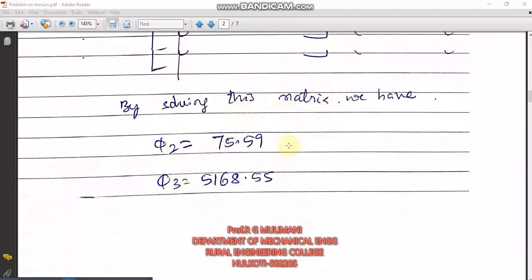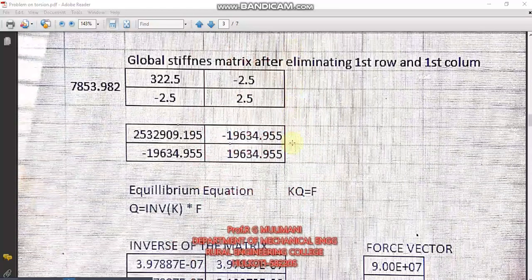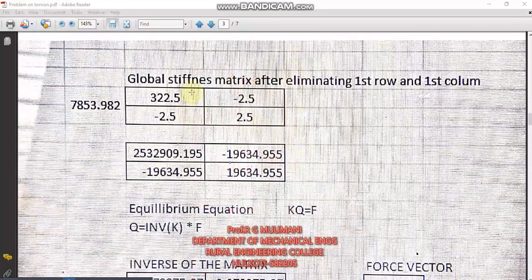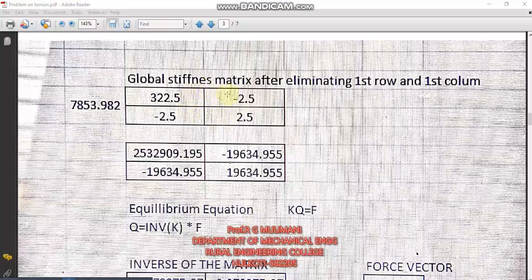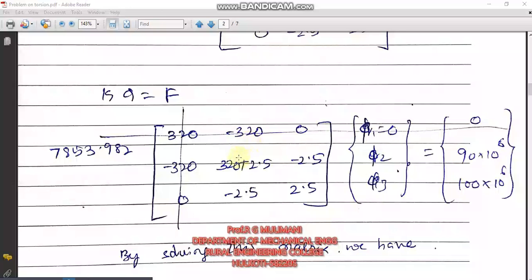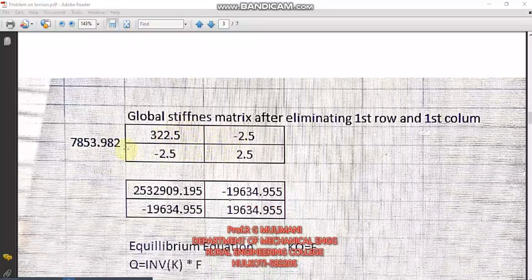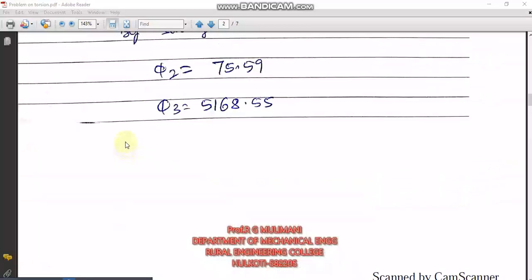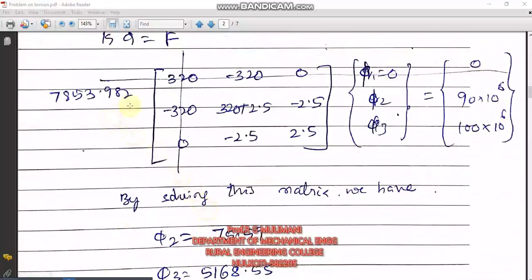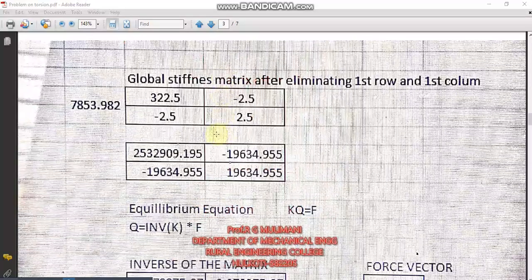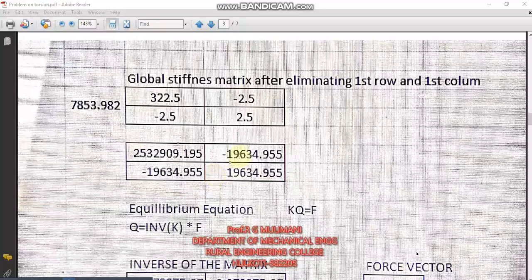You can solve it in the calculator by the matrix mode or the equation mode. I solved this problem in an Excel sheet. Okay, you can see this one. This is the global stiffness matrix after eliminating the first row and first column: 322.5, minus 2.5, minus 2.5, plus 2.5. The same elements are taken here, and the common term is taken outside. When it is multiplied to all these elements, we have these values.